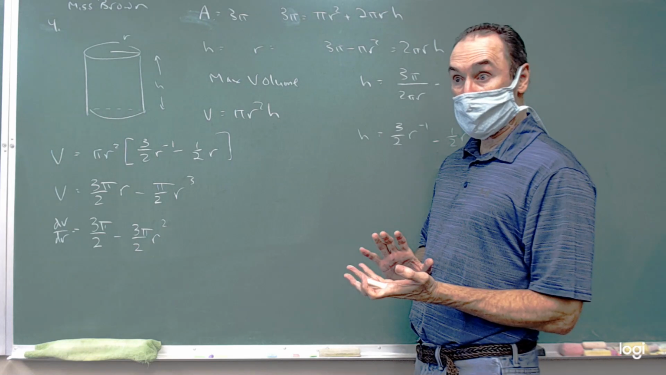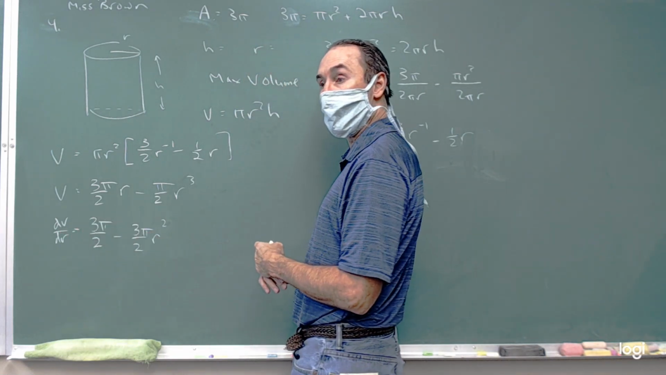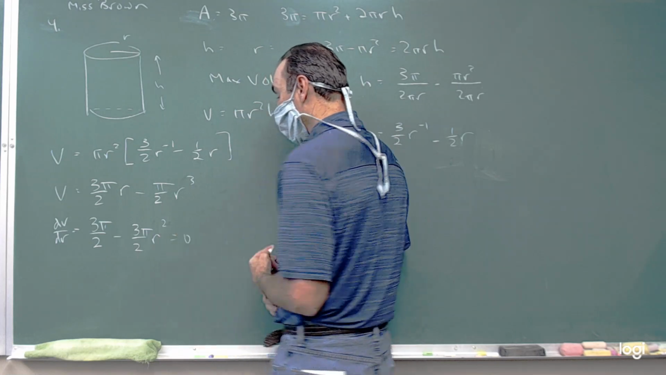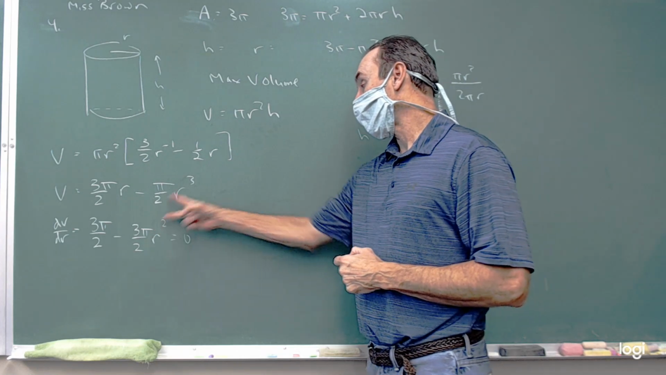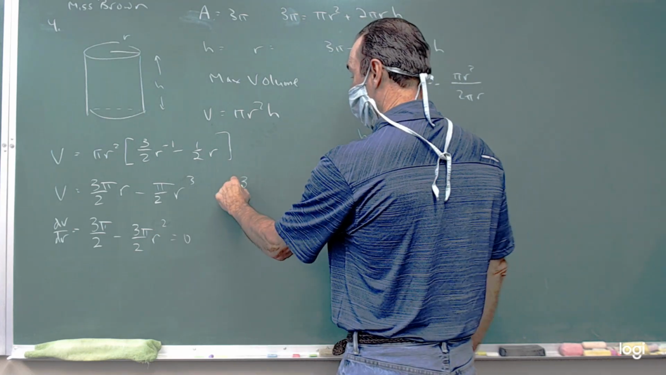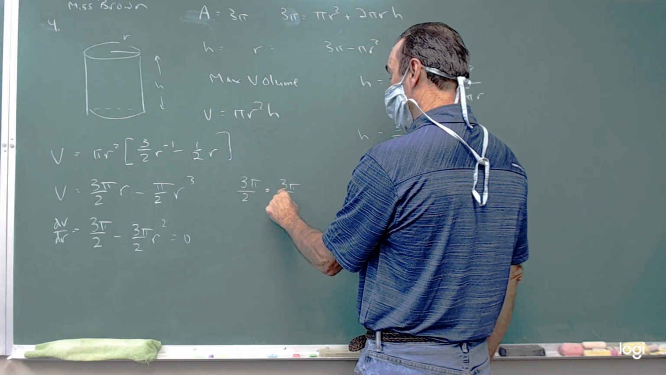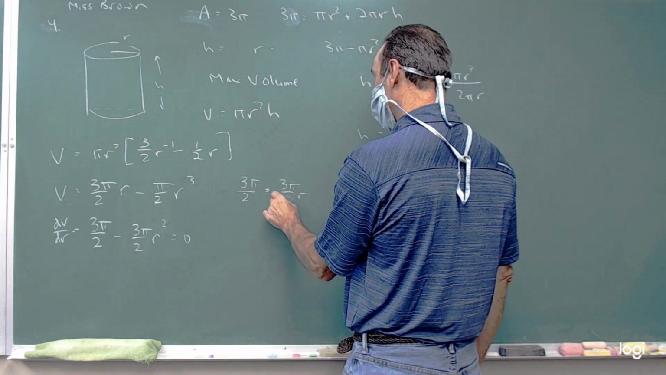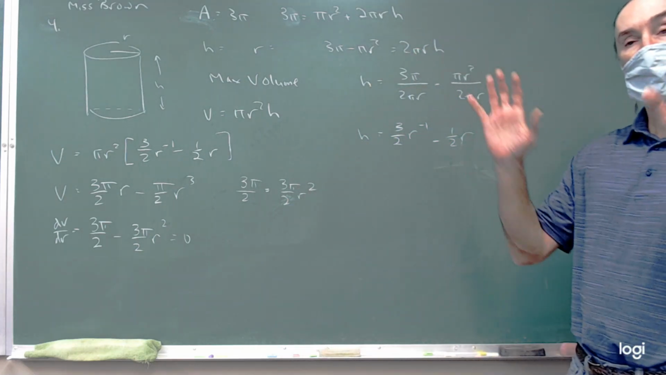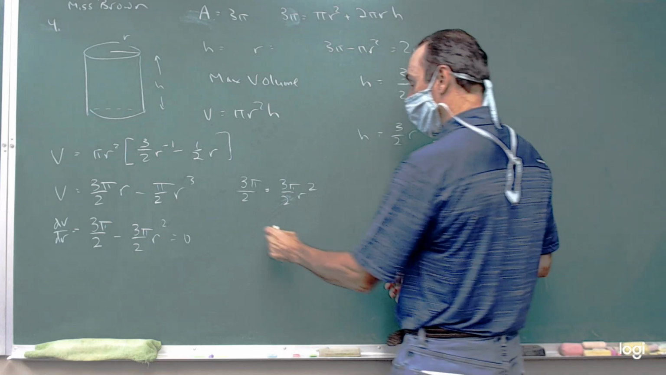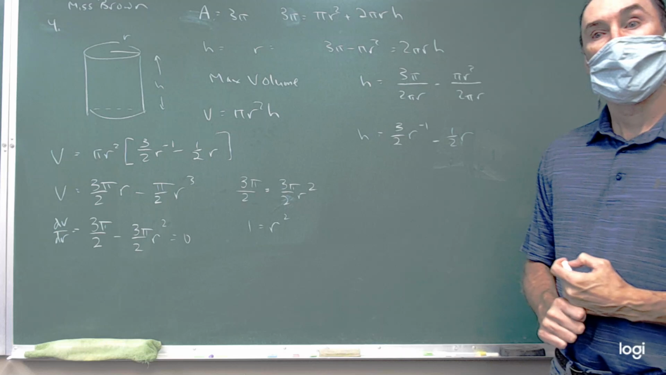We're looking for critical points, so there's nothing that'll make this undefined. We don't have any r's in the denominator, but we want to know what's going to make that equal to 0. So I'm just going to add this to the other side to get 3 pi over 2 is 3 pi over 2 r squared. We divide out the 3 pi over 2's, and in this pretty carefully constructed problem, r squared is 1.